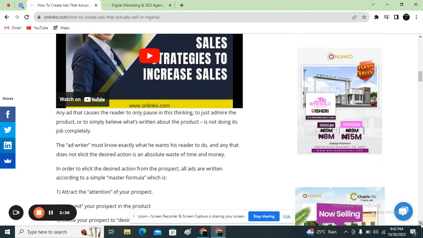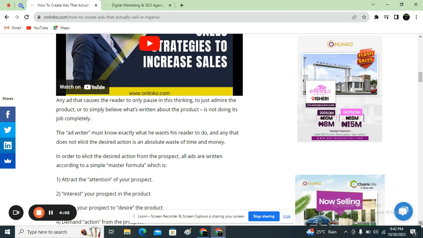Any ad that causes the reader to only pause in thought, to just admire the product or simply believe what's written about the product, is not doing its job completely. The ad writer must know exactly what he wants his reader to do, and any ad that does not align with the desired action is an absolute waste of time and money.